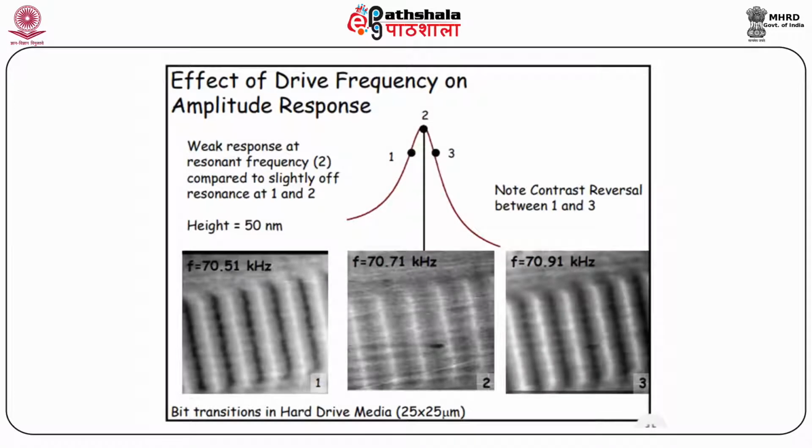The effect of drive frequency on amplitude response has been given here in terms of a diagram. Weak response at the resonant frequency, given at point 2, is compared to slightly off resonance at 1 or 3. Note the contrast reversal between 1 and 3, which has been shown here in the diagram. Bit transition in hard drive media has been shown here for an image which is 25 by 25 micrometers.